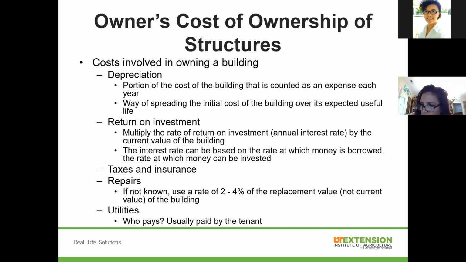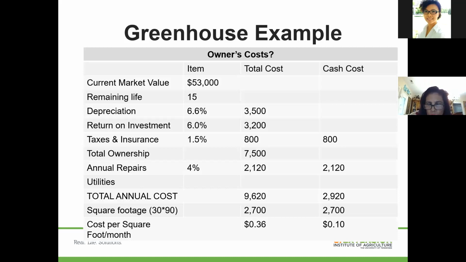Utilities, who pays the utilities? Usually for greenhouse or hoop house production, the tenant will pay the utilities. But if you cannot separate that from your main lines, maybe just think of a way to separate that responsibility and incorporate that if you are paying for the utilities.